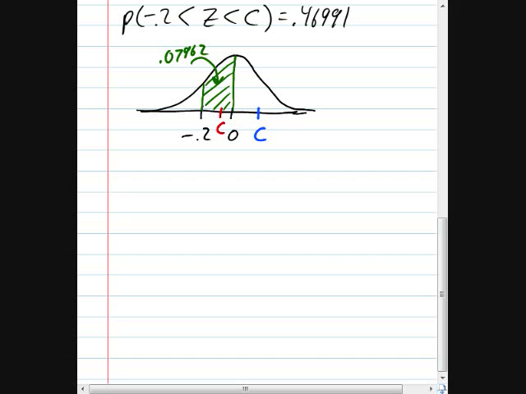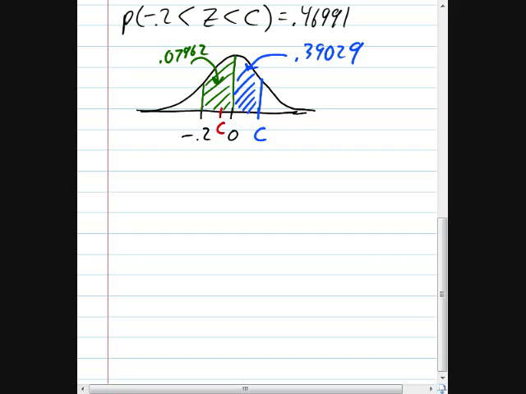Solving this using the techniques from the previous video, we see that the area is 0.07962. So we know the number c is a positive number. From the problem, we know that we want the total area between negative 0.2 and the number c to be 0.46991. So if we subtract off the 0.07962, then the area in blue, which is the area between 0 and our number c, would be 0.39029.